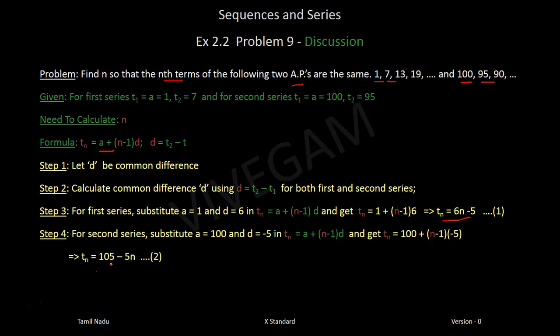But we know the nth term of the second series and the first series are equal, which means the Tn given here is equal to the Tn given here. So the right hand side of both the equations are the same. Equate the RHS and solve for n. So 6n minus 5 will be equal to 105 minus 5n. You will get an equation in n and solve it for n.